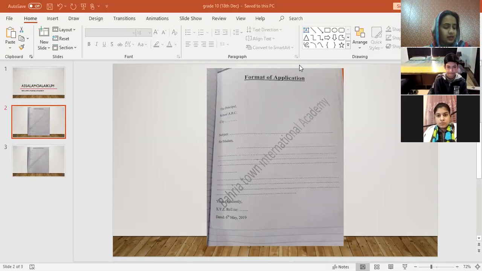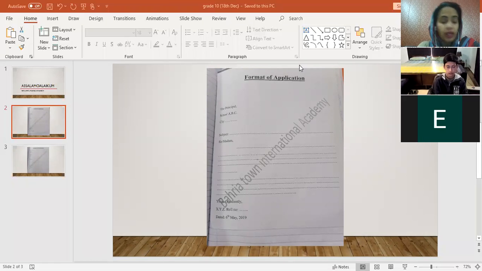Is this clear till now? After the name of the school, you will not put a comma. There will be a dot after the name of the school, and after the name of the city, there will be a dot as well. No comma. The comma will only be there after the designation of the person to whom you are writing. Then you'll leave one line space.